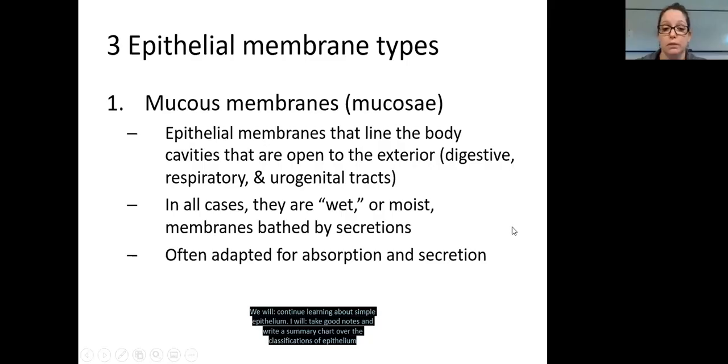They are all wet or moist membranes bathed by secretions. It is necessary for us, remember from 1406, that you are walking bags of seawater fired by electrical impulses, and you are protein that functions, and you're just an amazing little thing, but we came from the oceans. And so we have to maintain that wet environment on the inside. And they're often adapted for absorption and secretion.